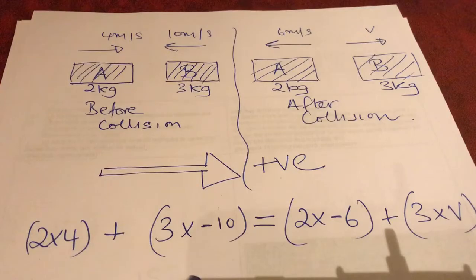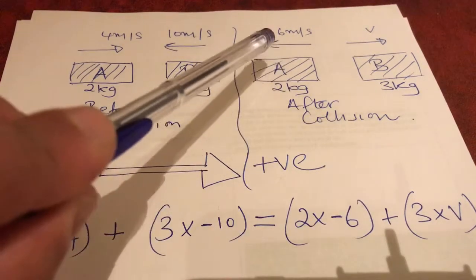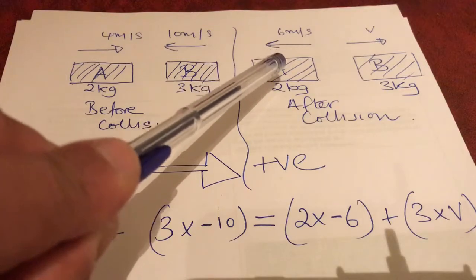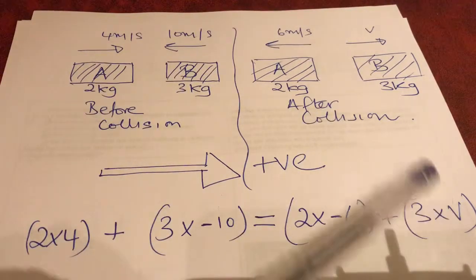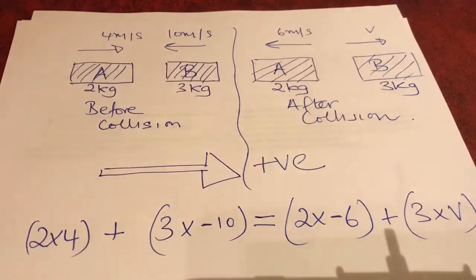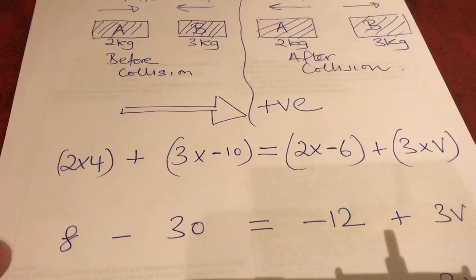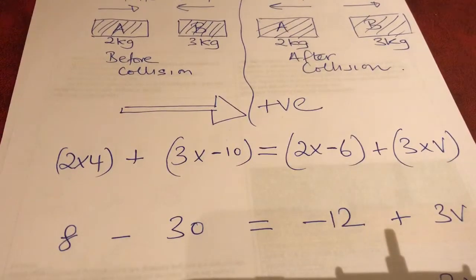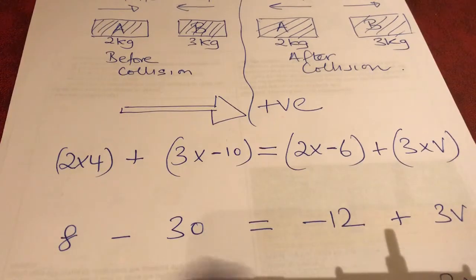This total momentum is then equal to the momentum after the collision, where we have 2 times minus 6, because minus 6 is going in the opposite direction, plus 3 times the velocity v, which is moving towards the right again. When we work this out, we get 2 times 4 is 8, minus 30, which is equal to minus 12, plus 3v.